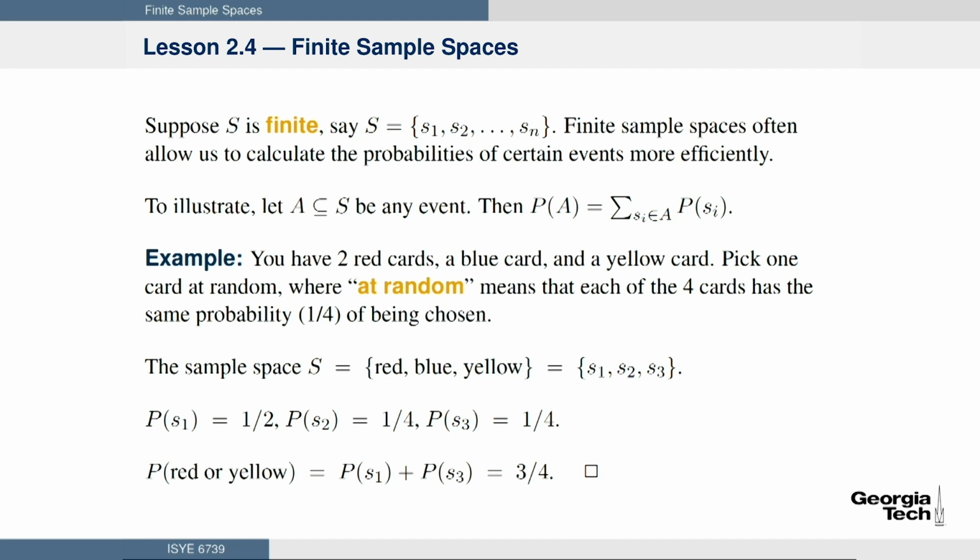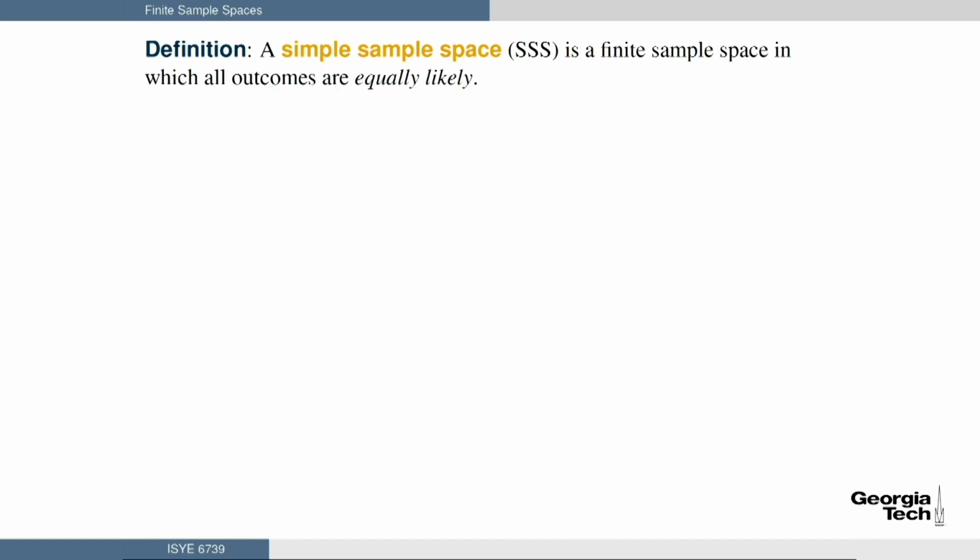and the probability of a yellow card, s3, is also a quarter. So let's look at the event red or yellow. That's my event A. Since red and yellow are disjoint from each other, I can break up the probability of red or yellow into the probability of s1, red, plus the probability of s3, yellow. 1/2 plus 1/4 equals 3/4. Pretty easy.